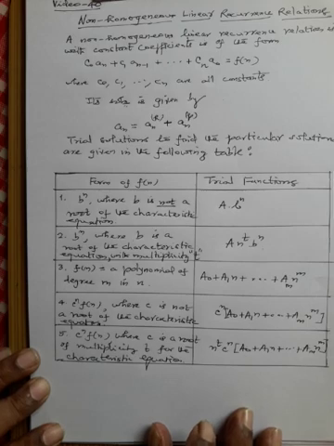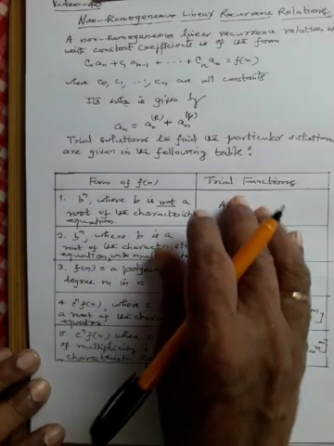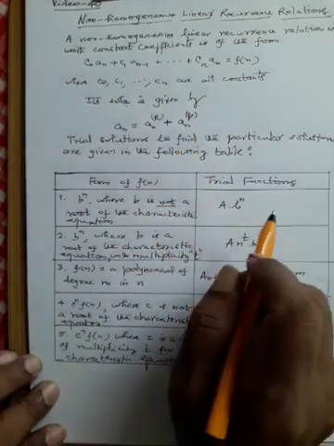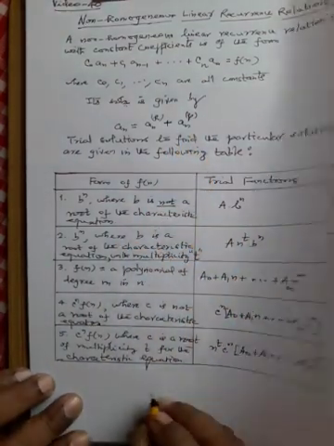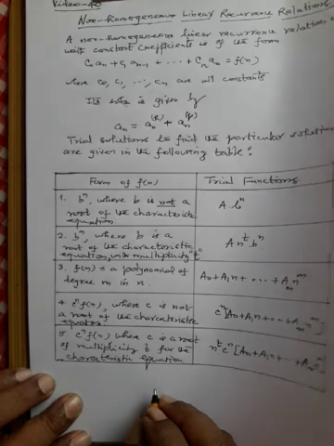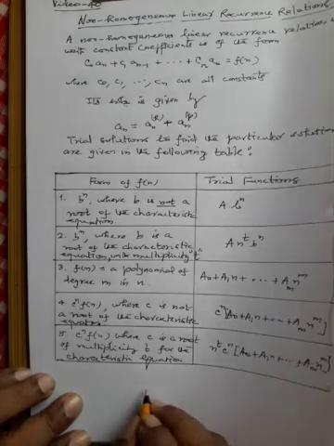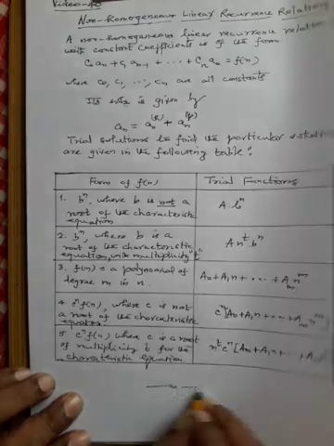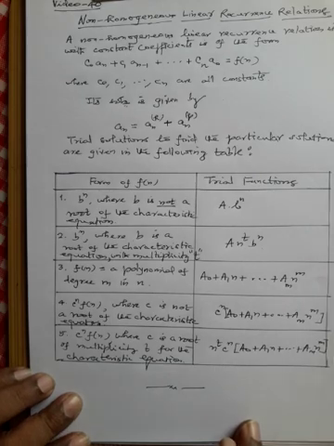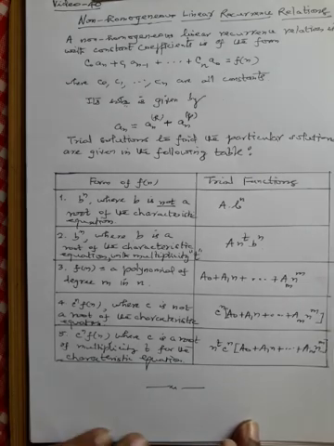So these are the different right-hand sides you can get in a non-homogeneous linear recurrence relation. With these things we can solve some problems on non-homogeneous linear recurrence relations.